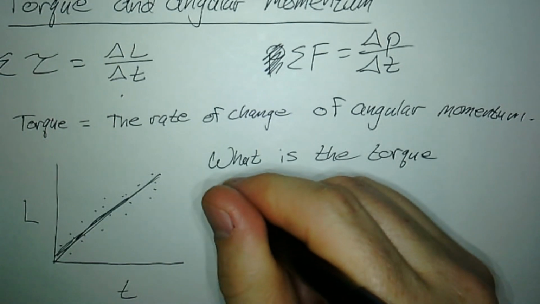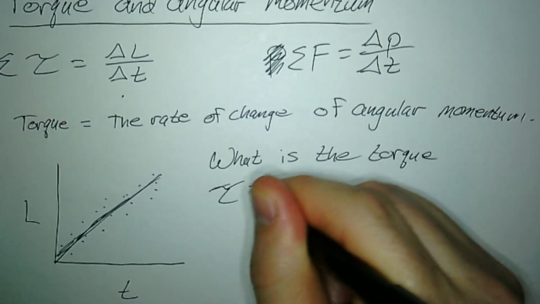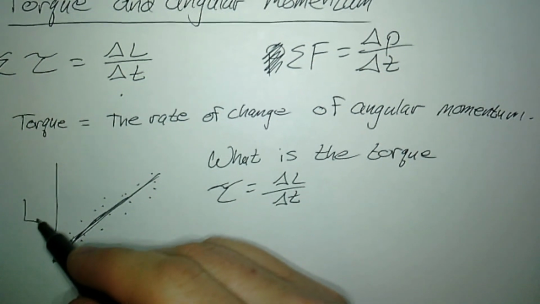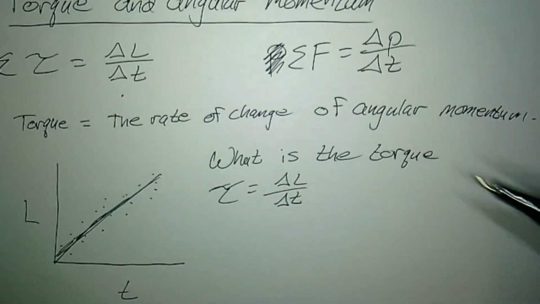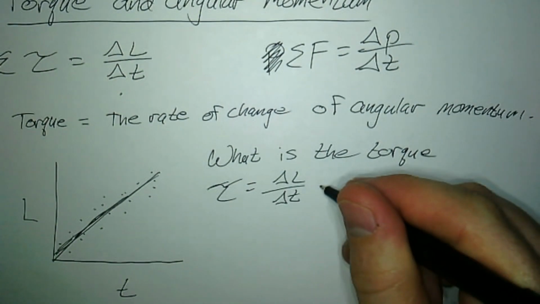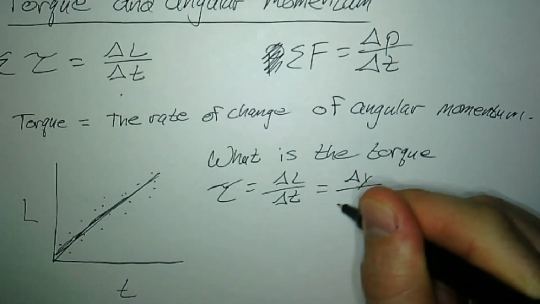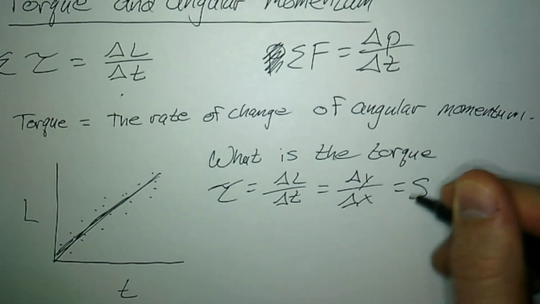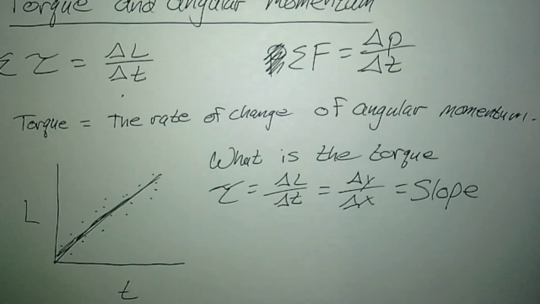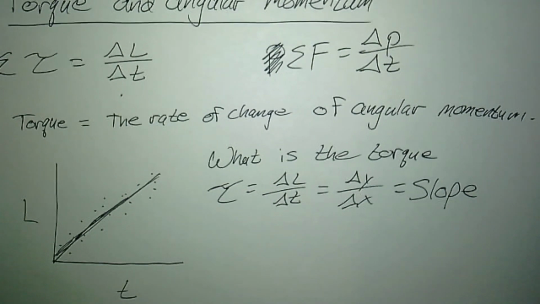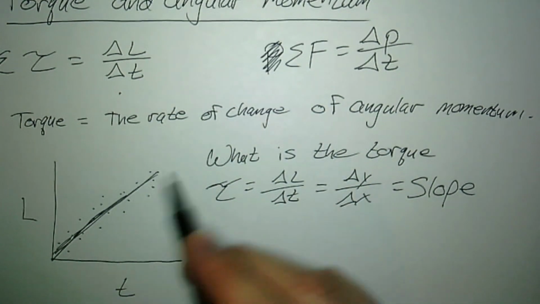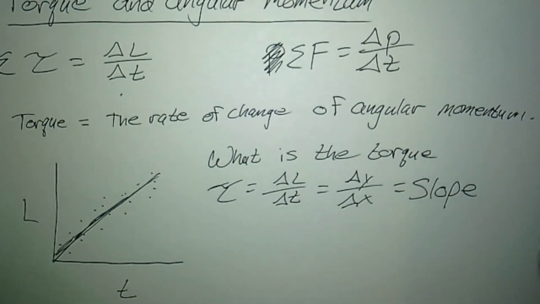Well, the torque, like we said, let's write this formula again, is equal to delta L over delta T. So in this case, the L, the angular momentum, is my y-axis, and the time is my x-axis. So this is delta y over delta x, which is slope, right? So to find the torque, I just need to find the slope of this line. Sound good? So that's just going to be rise over run. I think you guys can do that.